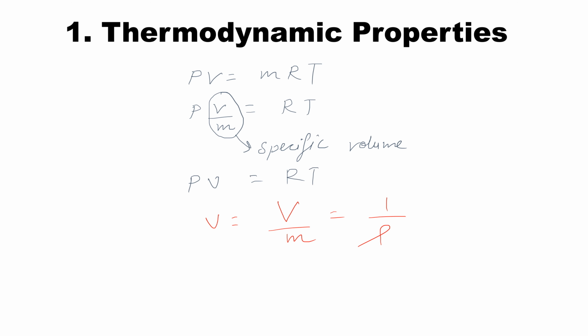Now we write the equation as PV is equal to mRT, and this can be rewritten as PV by m is equal to RT, and the quantity V by m is called specific volume. I am denoting specific volume by small v. So I will write Pv is equal to RT. Here the specific volume is defined as the ratio of volume per unit mass, that is V divided by m, and it can also be written as the reciprocal of density. So this is the symbol for specific volume.